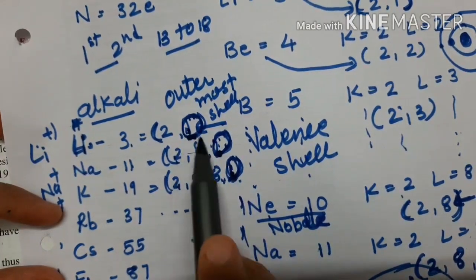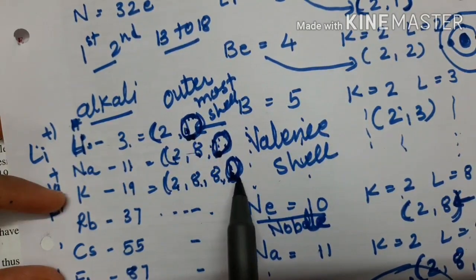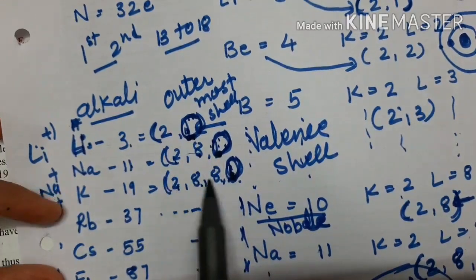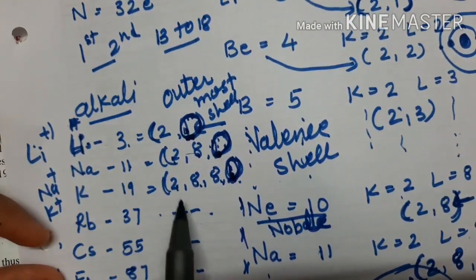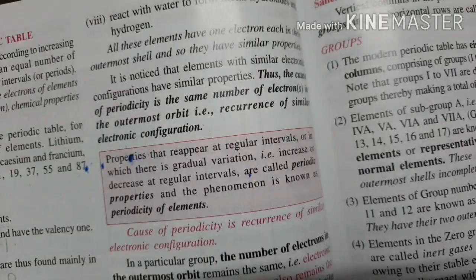The last orbit explains the group. The last electron tells about the group and the number of shells tells about the period. You remember, this is very important. Definitely it will come in the exam, but how, I will tell you later in the fourth chapter.